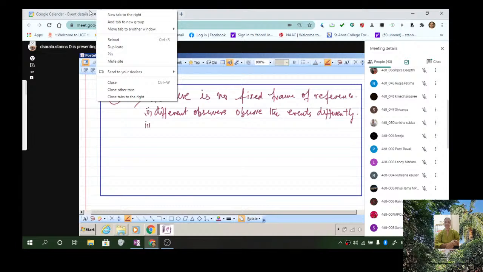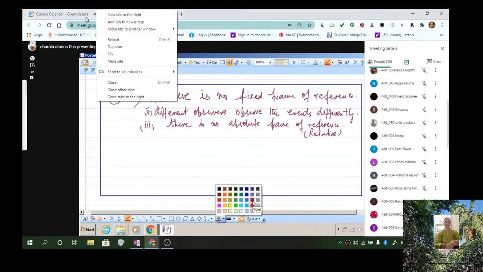The third conclusion is there is no absolute frame of reference. That means motion is always considered relative, and the objects are said to be in relative motion. All the objects are expected to be in relative motion.